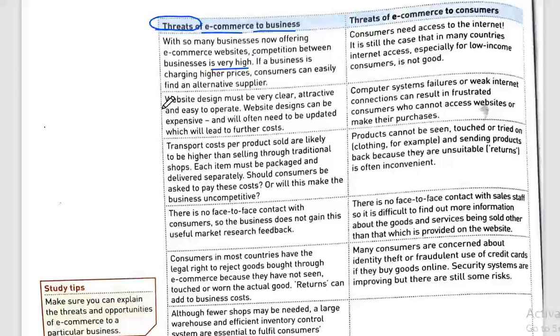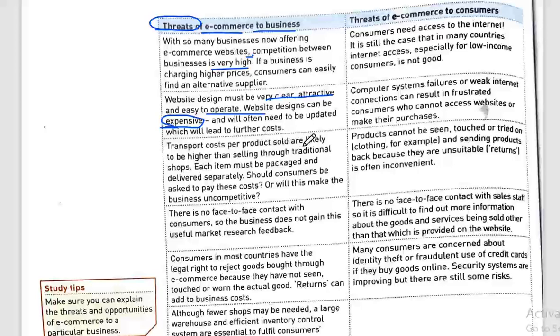And number two, website designs must be very clear, attractive, and easy to operate. Website design can be expensive. So in order to design a website that is attractive for the customers, it's going to be super expensive for me as a business to make an attractive, clear, and easy to operate website.